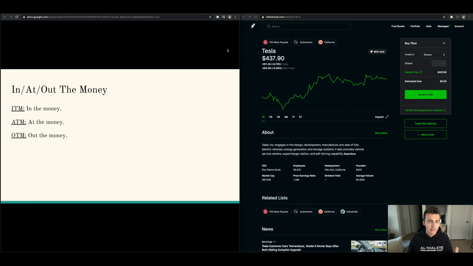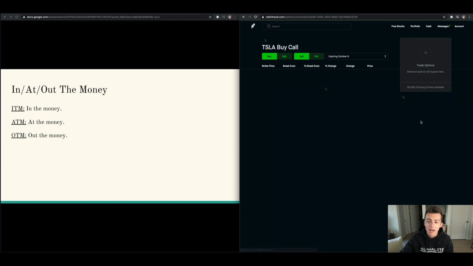So you're going to see things like ITM, ATM, or OTM. What do those things mean? Well, there it is. So let's now talk about what this actually means by showing you an example, because that's the best way to go over this. So I'm going to click Trade Tesla Options.